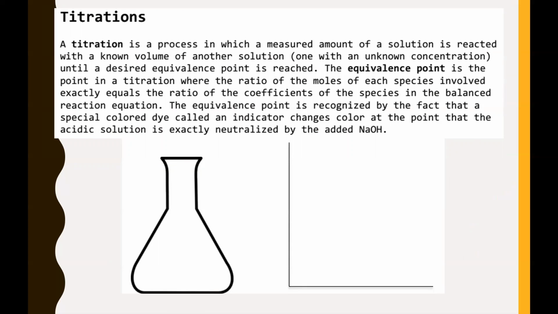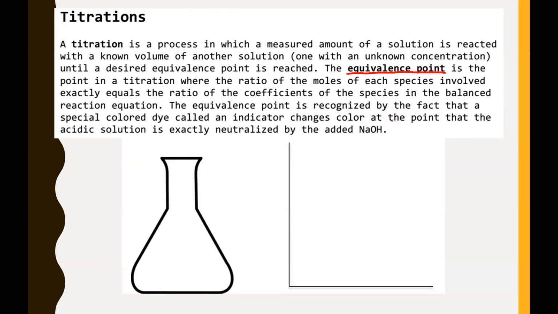A titration is a process in which a measured amount of a solution is reacted with a known volume of another solution, which usually has an unknown concentration, until a desired equivalence point is reached. The equivalence point is the point in a titration where the ratio of the moles of each species involved exactly equals the ratio of the coefficients of the species in the balanced chemical reaction equation.